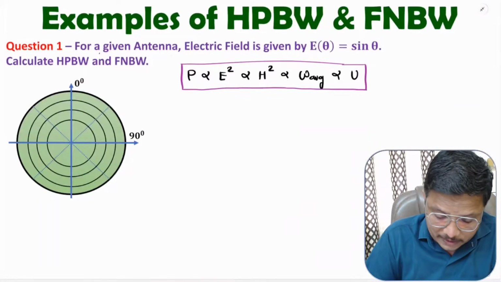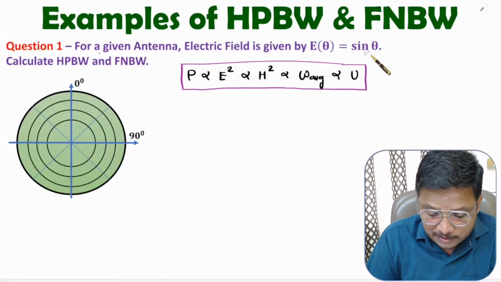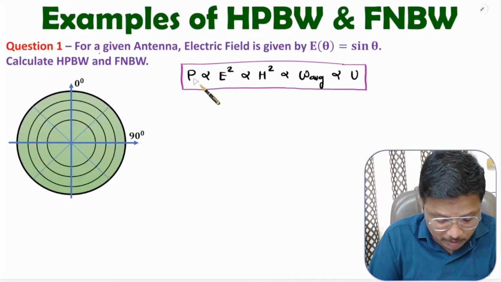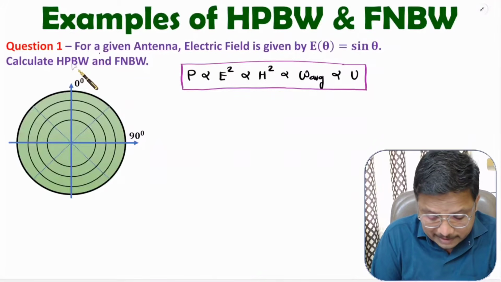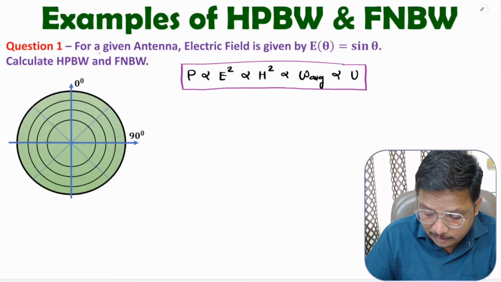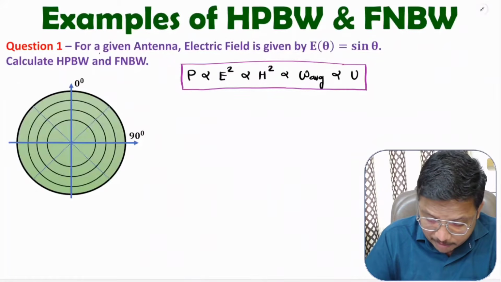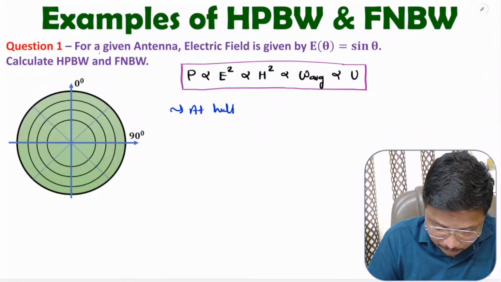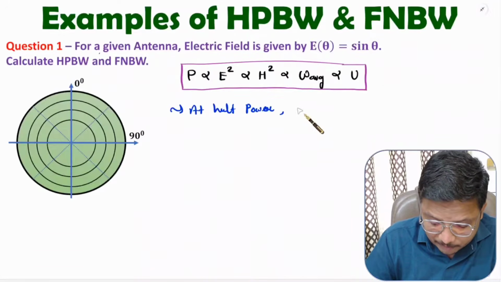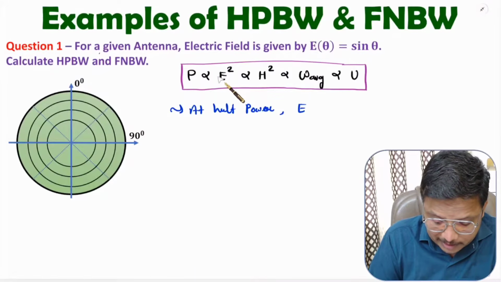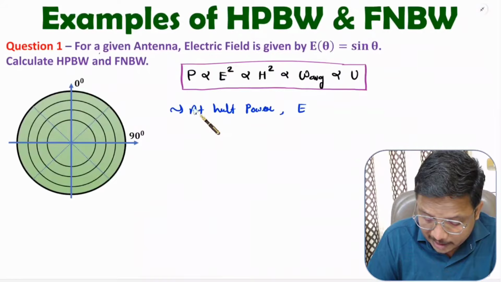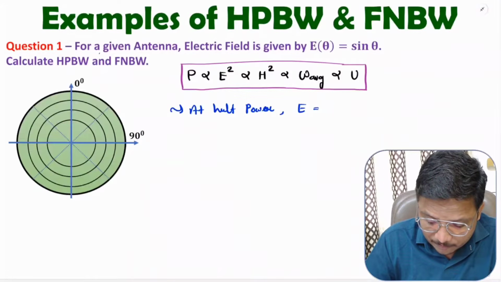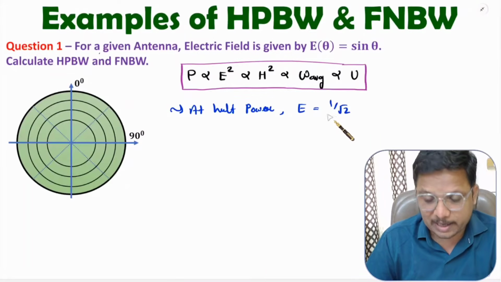Now here you see the electric field is given. So half power has what electric field? At half power, what is the value of electric field? Electric field is proportional to the square root of power. So at half power, the electric field will be 1 by root 2, right?